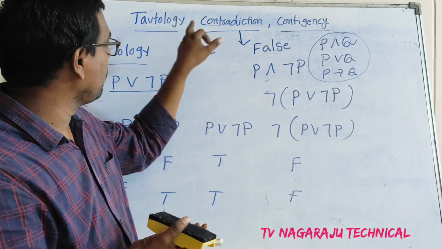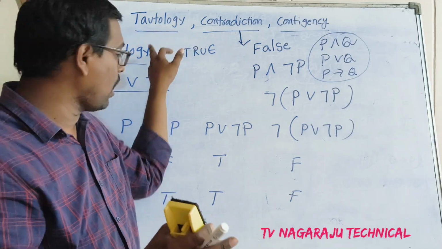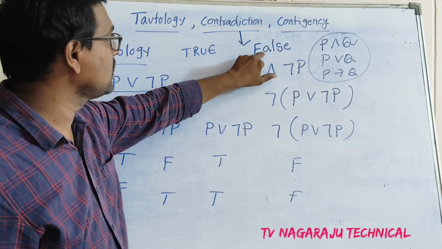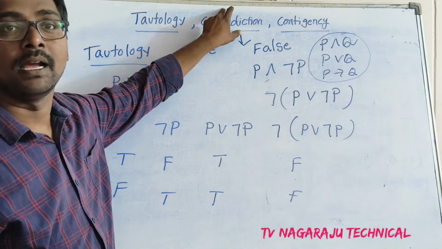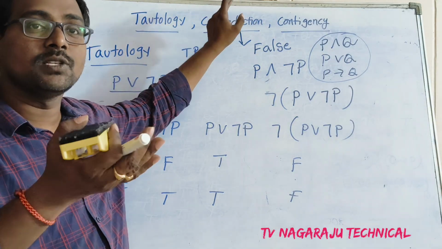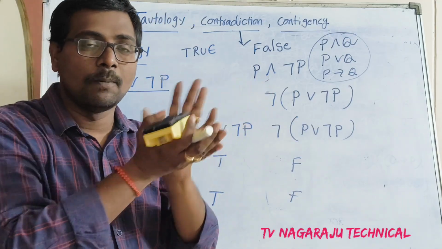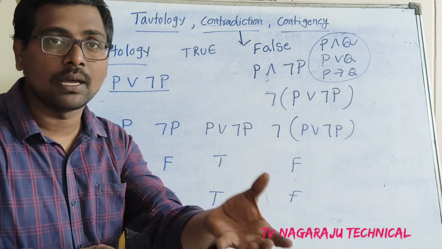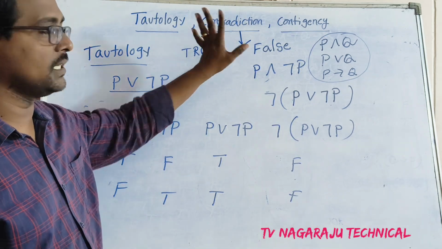But you need to remember the two terms. If it is true in all the combinations, that is called a tautology. If it is false in all the cases, that is called a contradiction. In the next sessions, we will discuss different large compound expressions and prove whether they are a tautology or contradiction, with examples.